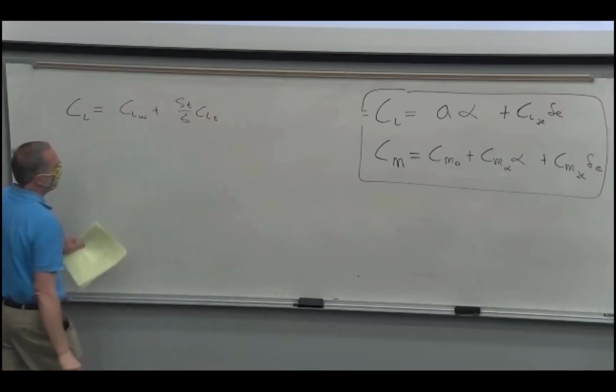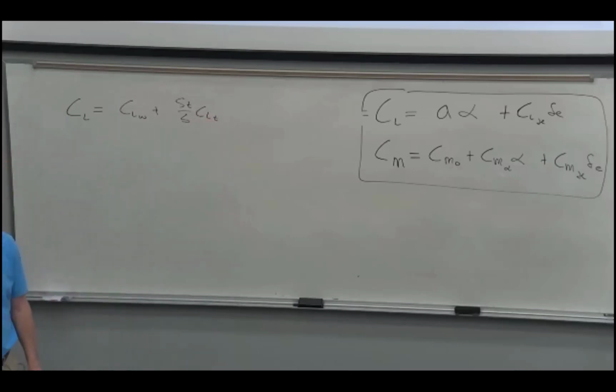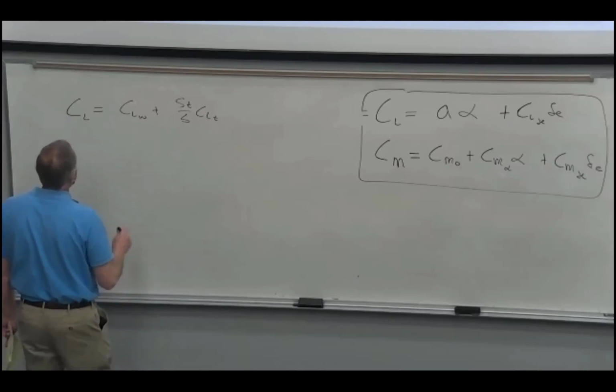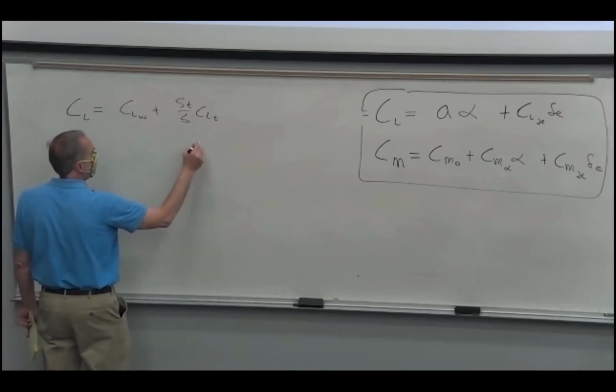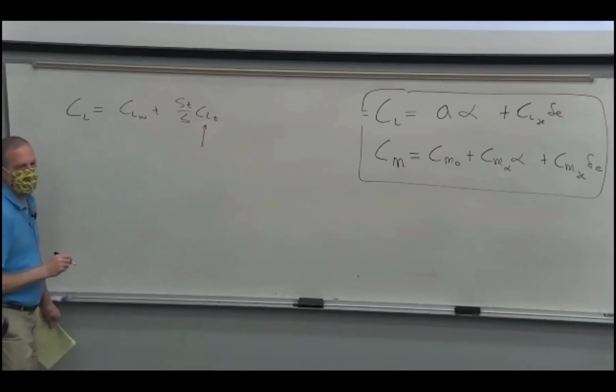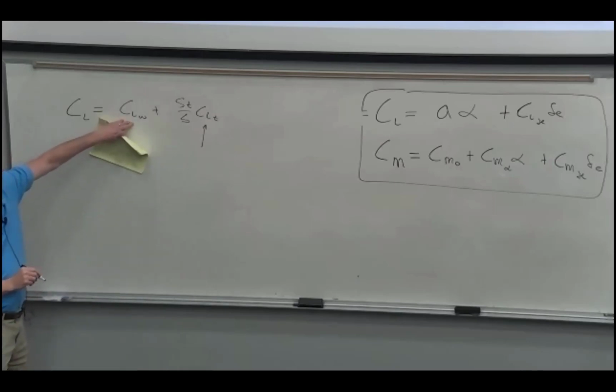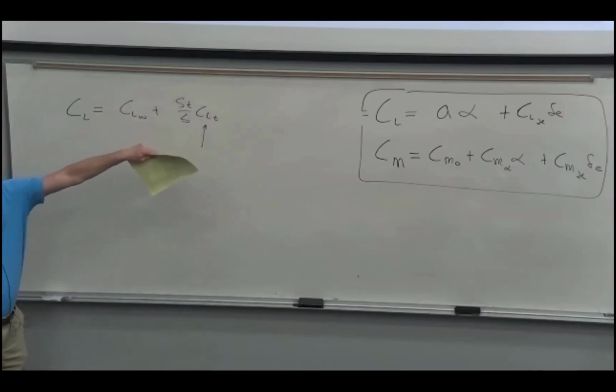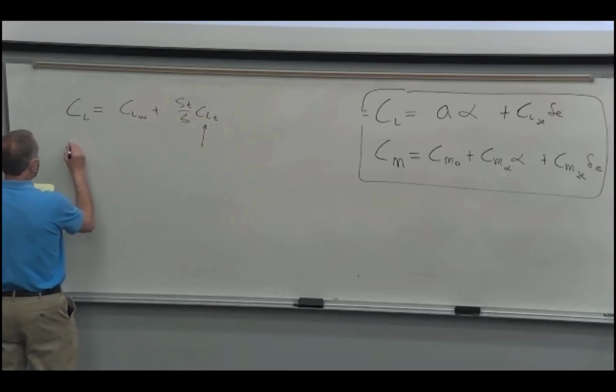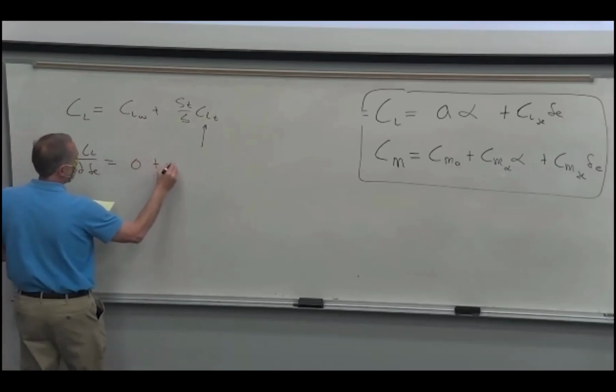Okay, way back when we added the two different lifts together, we added the wing lift together with the tail lift, and that was the formula we got. So where does the elevator affect this? The elevator changes that. It doesn't change the lift of the wing because the wing is way up front. So if we're looking at the derivative of this with respect to elevator, this is 0 because it doesn't affect it.